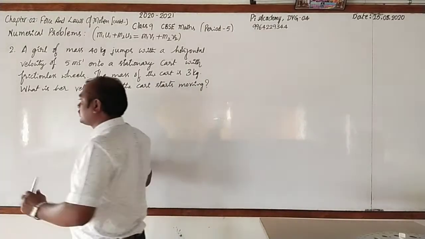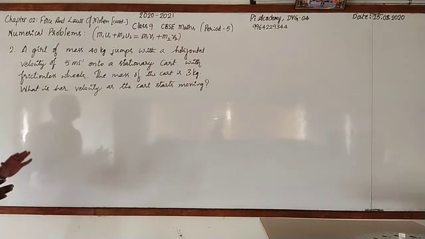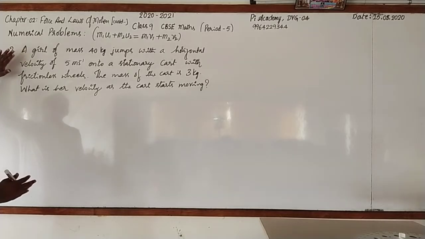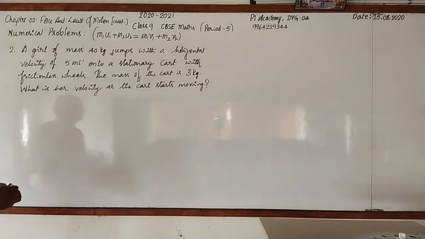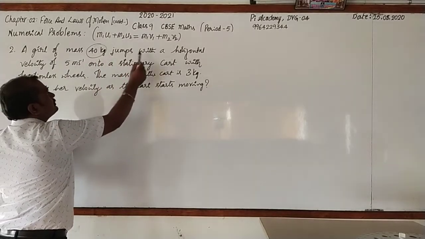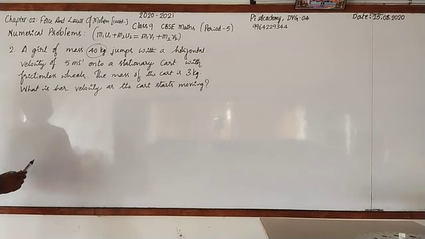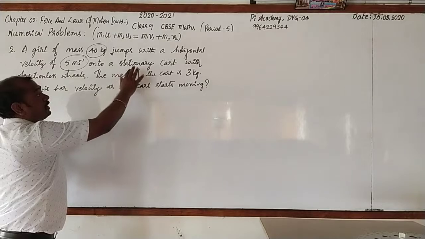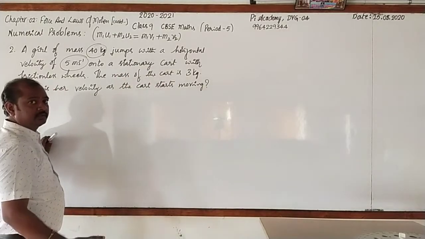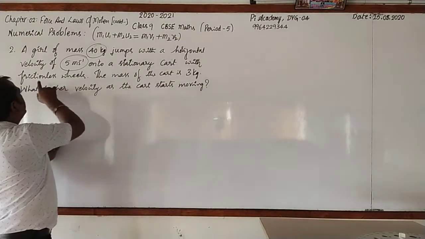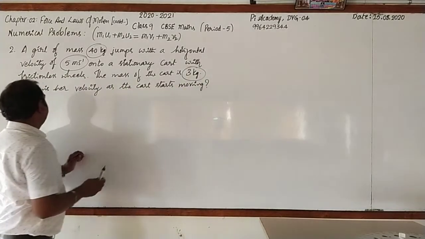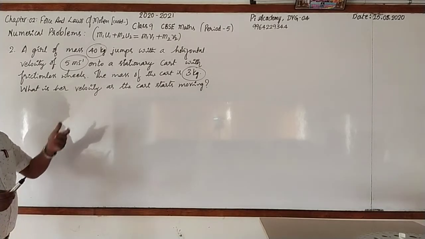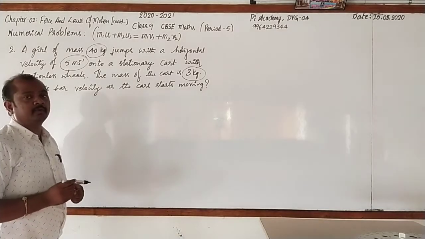Dear students, please go through this statement. This is also a very nice and important one. The statement is like this. A girl of mass 40 kg jumps with a horizontal velocity of 5 meter per second onto a stationary cart. Clear? With frictionless wheels, the mass of the cart is 3 kg. What is the velocity as the cart starts moving?